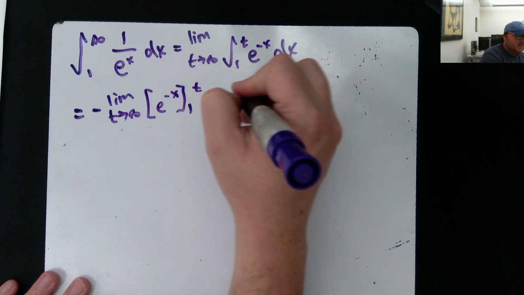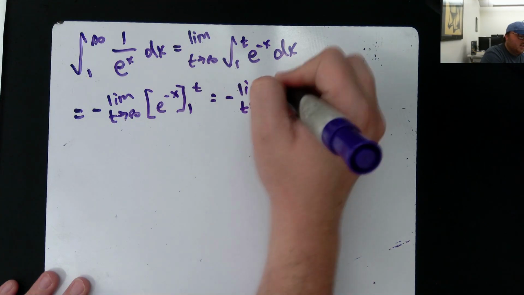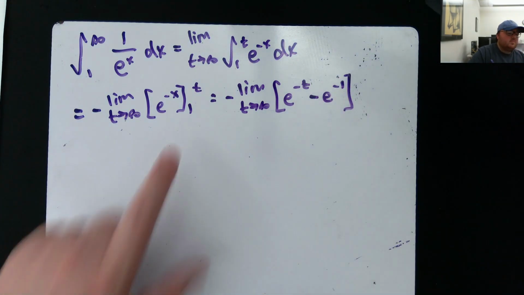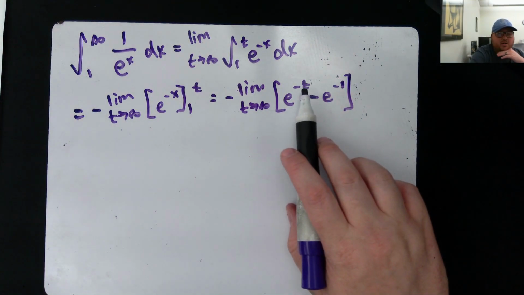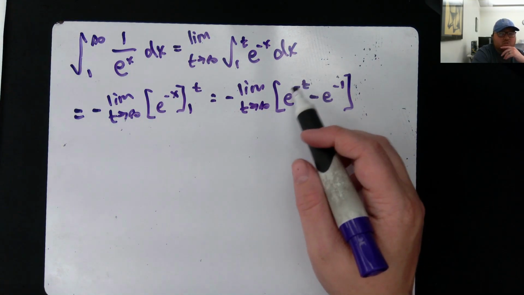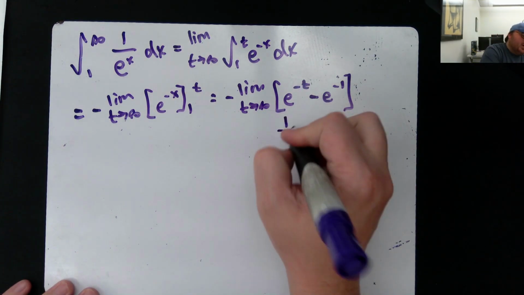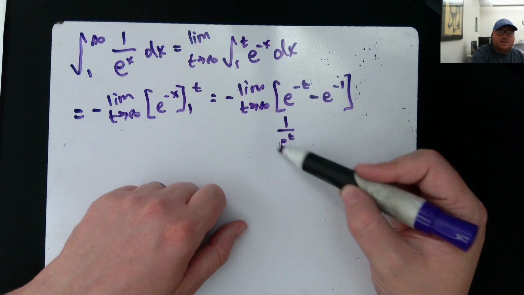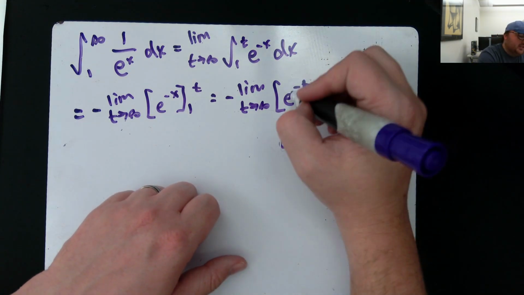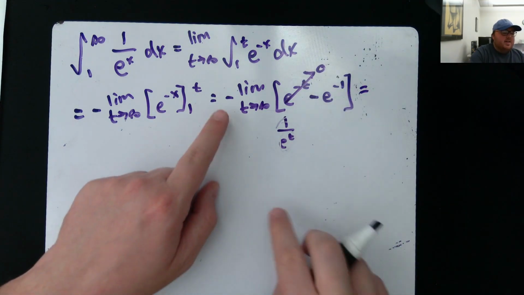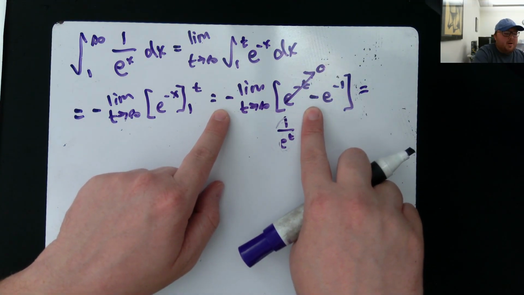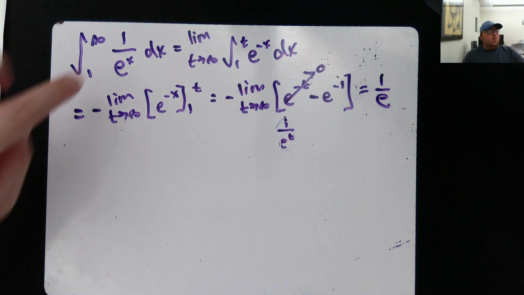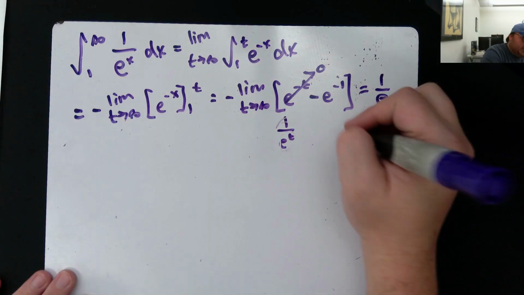Plug in a t. E to the negative t. And then minus, plug in a 1. As t gets really big right here, e to the negative something that's really big, the minus sign means I can bring it to the bottom, right? And so e to something really big is really big, which means this whole thing is really small. So this is going to go to 0. Negative makes it positive. E to the minus 1 is 1 over e. So 1 over e to the x converges.